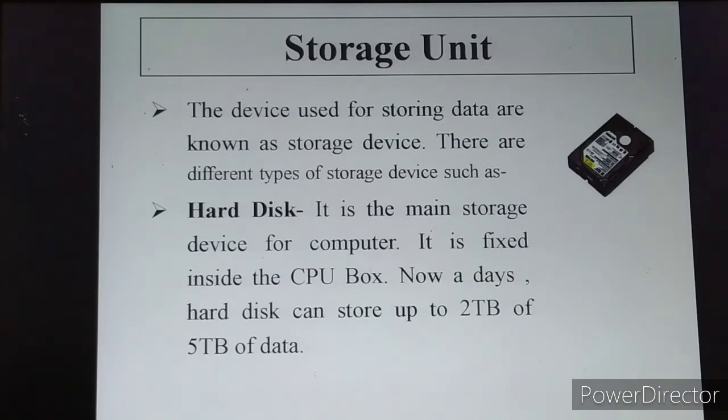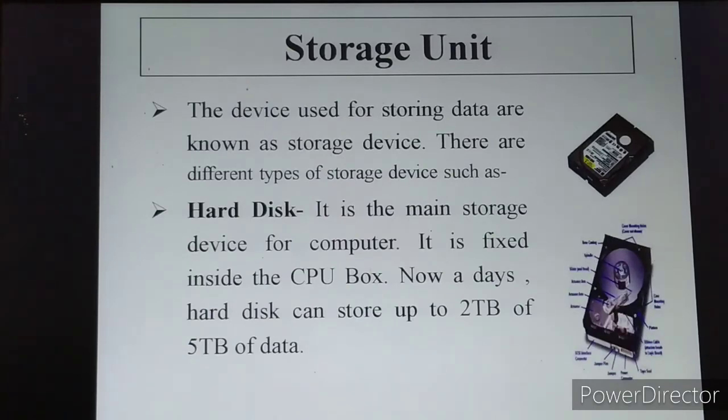Hard disk is the main storage device of the computer. All work done is stored in the hard disk. It is fixed inside the CPU box. It is the internal structure of the hard disk. First figure is hard disk, but second figure is the internal structure of the hard disk. Right? Any doubt? No doubt? Okay.